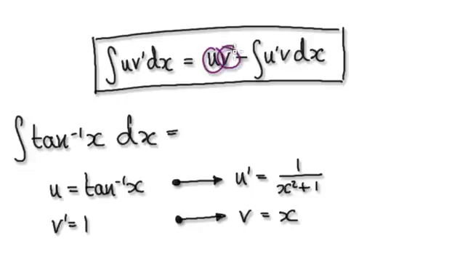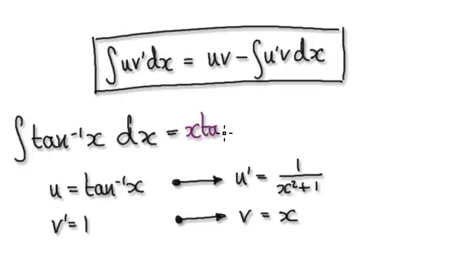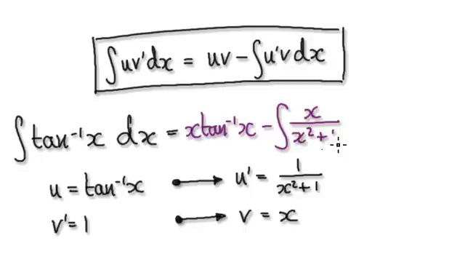So get u times v. u is here, times v, which is here. So that will be x inverse tan of x. So that's this bit done. Now take away the integral of u prime times v. So u prime times v is this, x over x squared plus 1 dx. This dx here is this dx here.